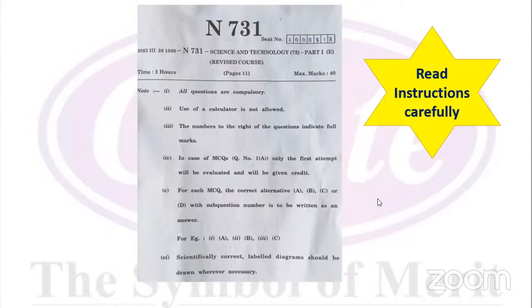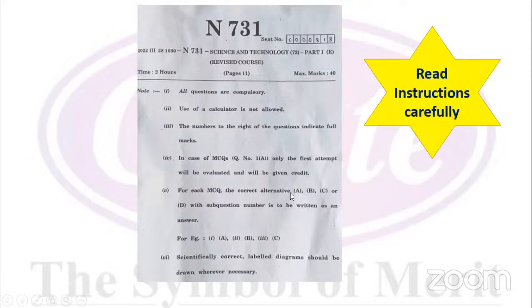Now here you can see the instructions: all questions compulsory, use of a calculator not allowed, the number to the right of a question indicates full marks. Now this is the important instruction: in case of MCQs, question number 1A only, the first attempt will be evaluated and will be given credit. So you are not supposed to do overwriting in this question. And also how to attempt that question.